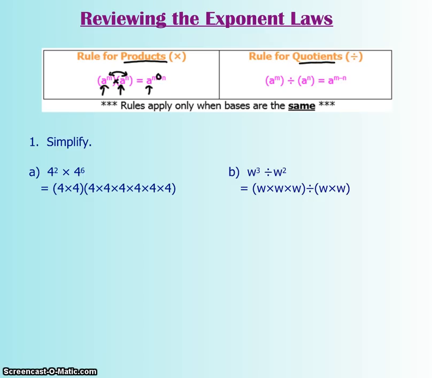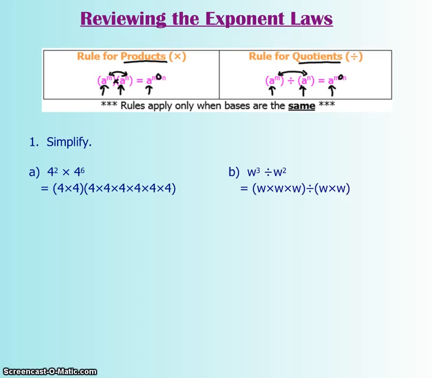Now the rule for quotients is somewhat similar. Again, you'll have the same base for both of your terms, and those two terms, when you do a quotient, which means division, they don't divide out to become 1. They stay as a. What happens is both of the exponents end up subtracting, and that's how the rule for quotients works. So what we're going to do is apply these two rules to number 1.